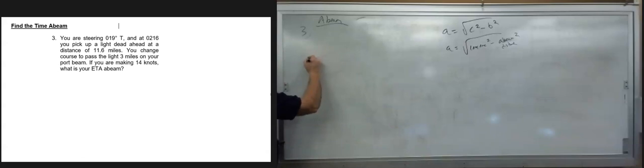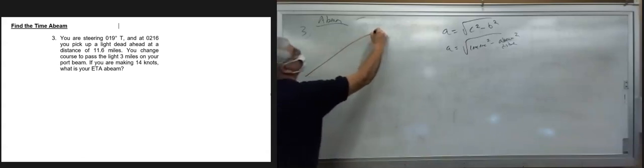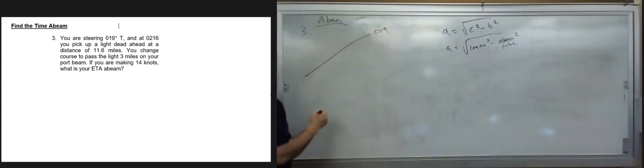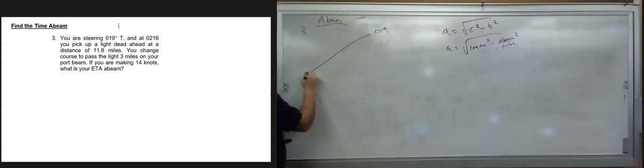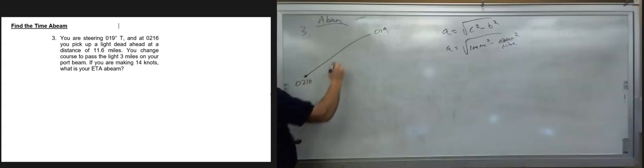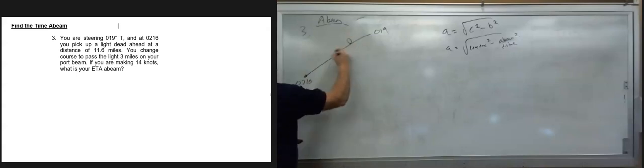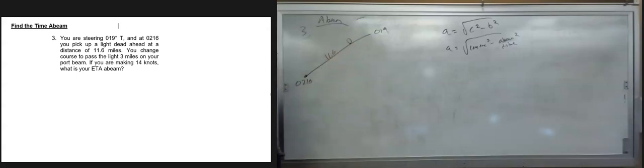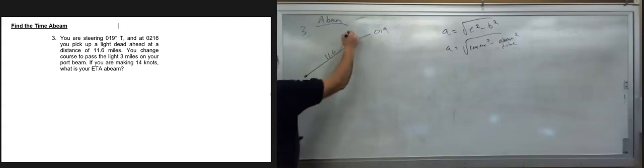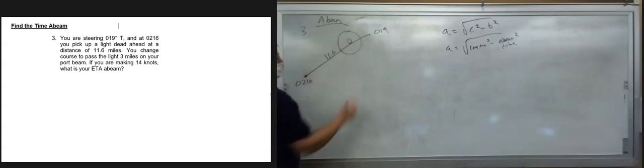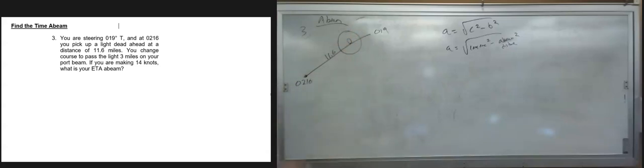So you're steering 019. I don't really care about the 19 degrees on this problem. It's 0216. You pick up a light dead ahead at 11.6. You change course to pass at 3 miles. There's my 3 miles. It doesn't matter if I go to one side or the other for this problem, but let's do it properly. 3 miles on your port beam.